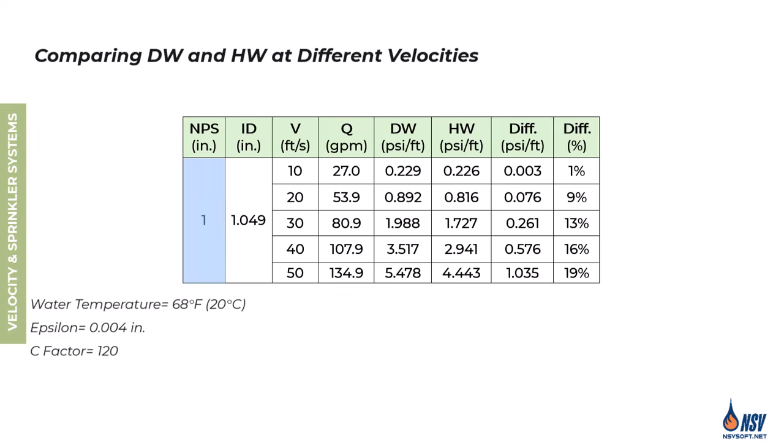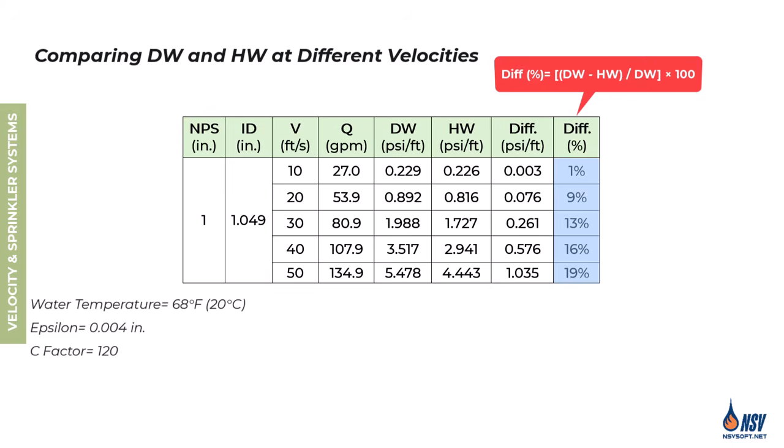In this table, the first column shows the nominal pipe size in inches, and the second column lists the actual internal diameter. The third column gives the water velocity in feet per second, and the fourth shows the corresponding flow rate in gallons per minute. Next, we see two columns of pressure loss per foot, one calculated using the Darcy-Weisbach equation and the other using the Hazen-Williams formula. The seventh column shows the difference in pressure loss between the two methods, and the final column expresses that difference as a percentage.